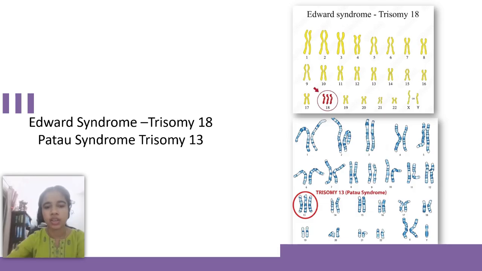Patau syndrome, trisomy 13. Patau syndrome occurs when there is an extra copy of chromosome 13. This chromosome is involved in early brain and facial development. So additional genetic material can affect how the brain, eyes, and midline structures form.